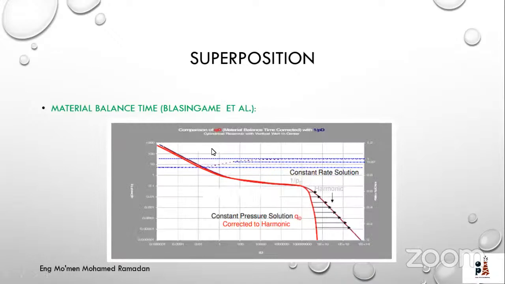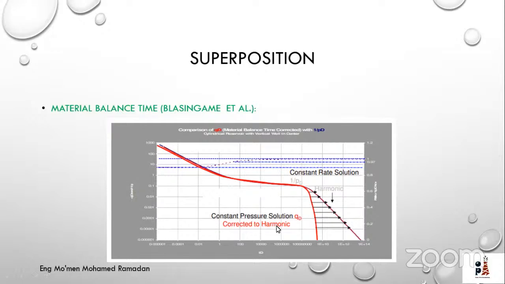So as you see here, if we use the material balance time, it transfers the constant pressure solution, which is a variable rate case, because if you are changing your rate, it is best to guess that your bottom hole flowing pressure is constant. In this case, your rate is changing, but your pressure, the bottom hole flowing pressure, is constant. So this is a constant pressure solution.